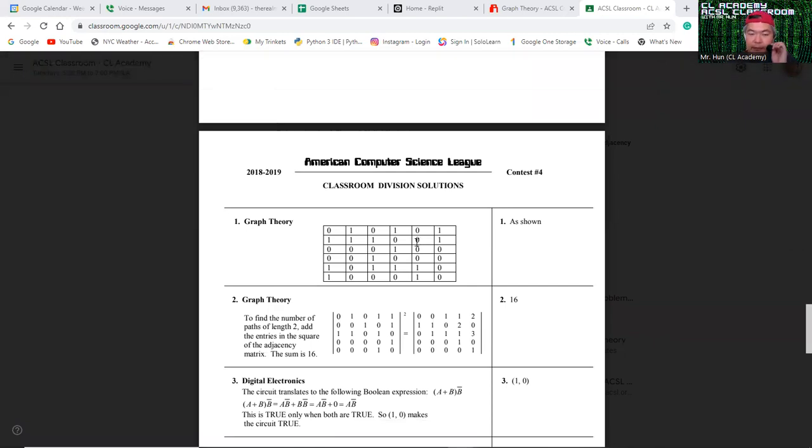Okay, so I double checked. I checked my solution against the solution section in the PDF for the 2018-2019 ACSL season, contest number 4. I went through each row, and my adjacency matrix and the solution matched up. So I did get it correct.